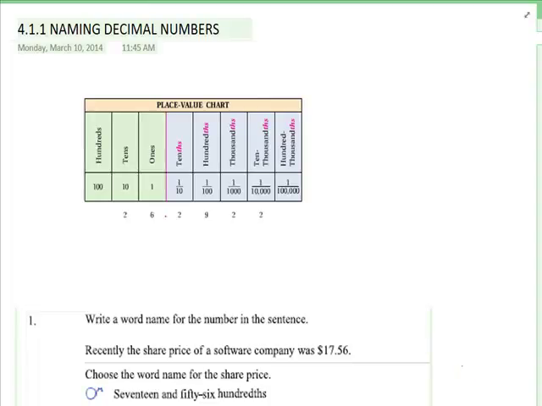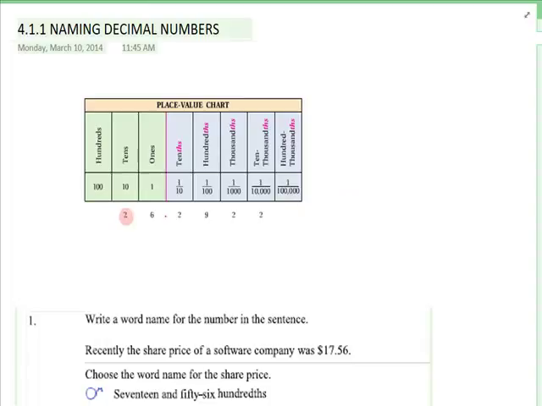In this lesson, we're going to begin our study of decimal numbers. And the first lesson is going to talk about place value of decimals, or how to name a decimal. Now, actually, a decimal is a special kind of fraction. It is a fraction whose denominator is 10, 100, 1,000, 10,000, 100,000, and so on.